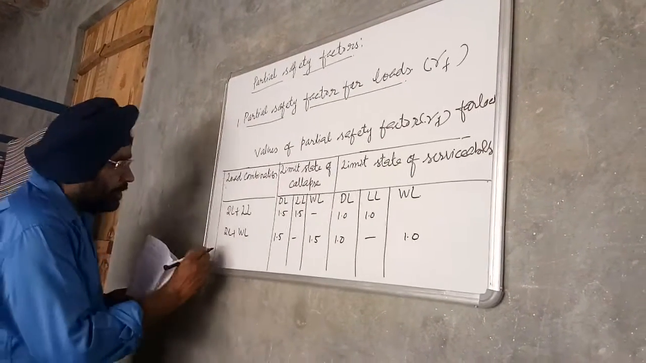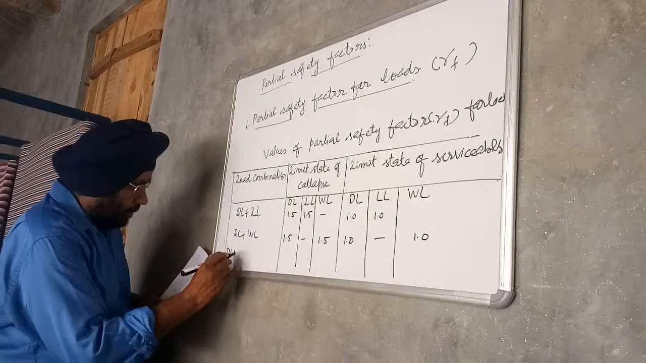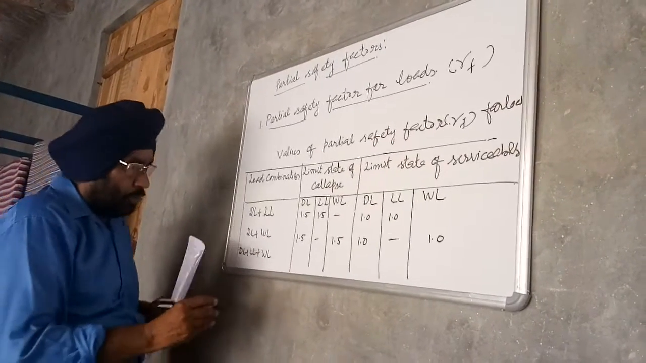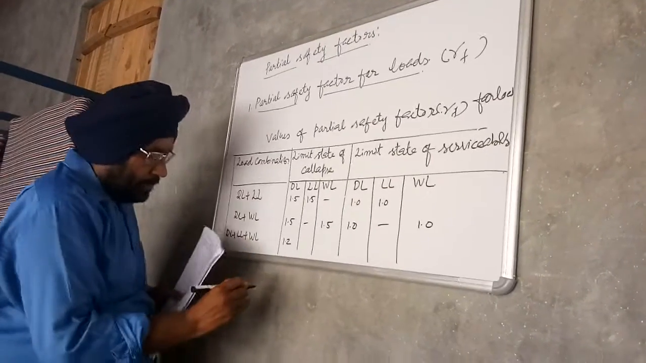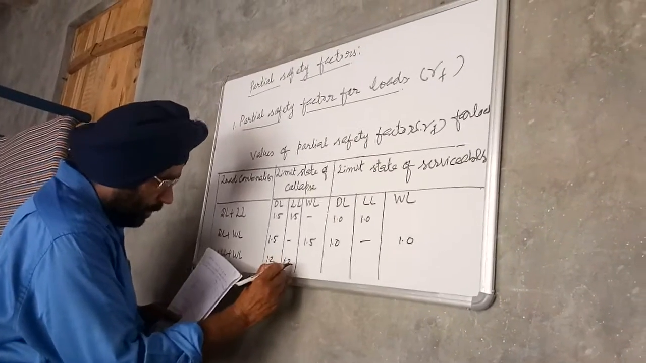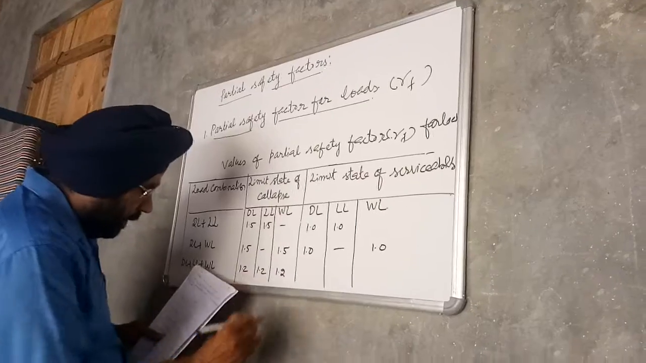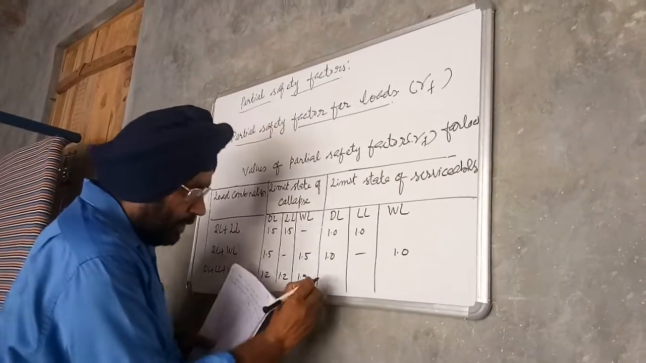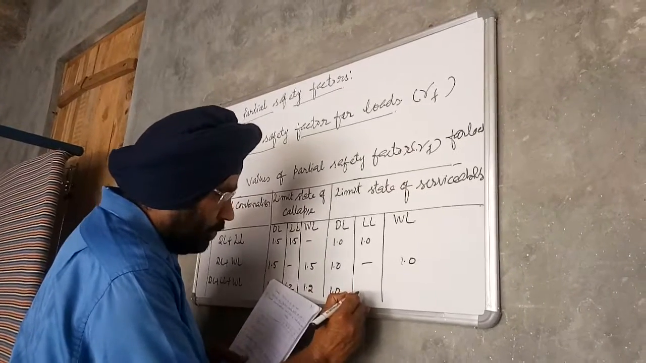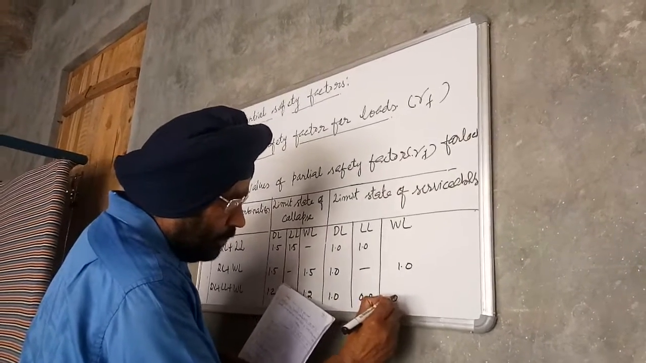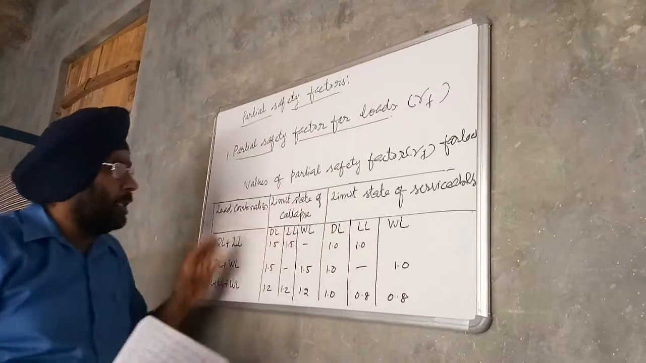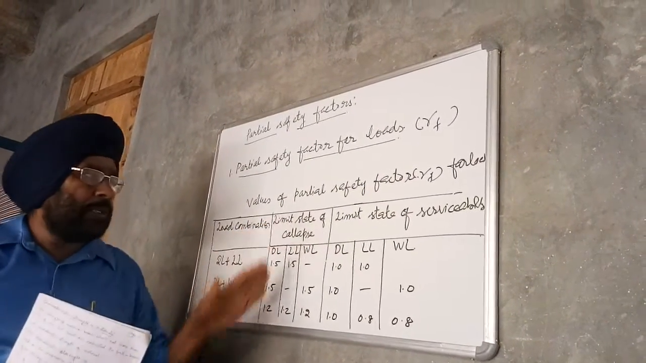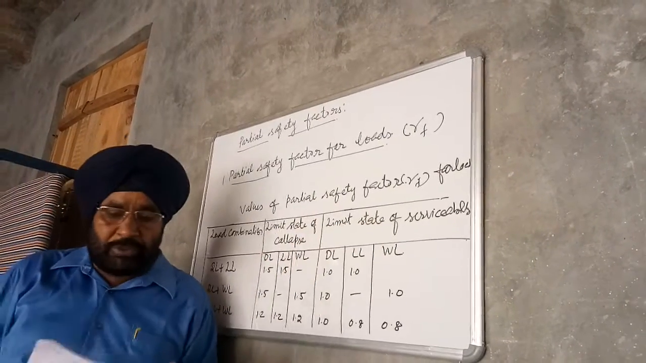Then the other combination is dead load plus live load plus wind load. Then for limit state of collapse gamma F is 1.2, this is 1.2, and this is also 1.2, and for limit state of serviceability the value is 1.0, this value is 0.8, and 0.8. So these are the values of partial safety factor for various load combinations for limit state of collapse and limit state of serviceability.